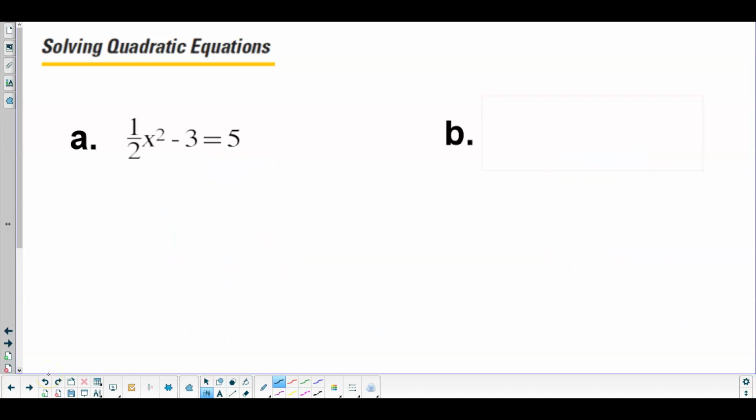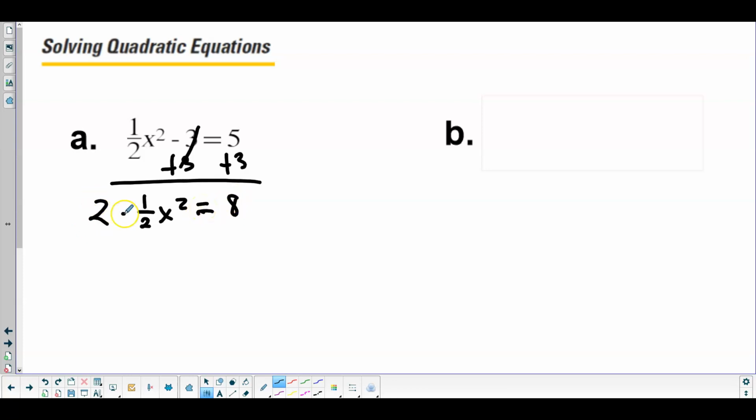Next up, I have a fraction. So if you remember, fractions are not necessarily the best ones to work with, but if they are possible, one thing you can do is to isolate the fraction first. So let's go ahead and add 3 to both sides. That way I get 1/2 with x squared equal to 8.